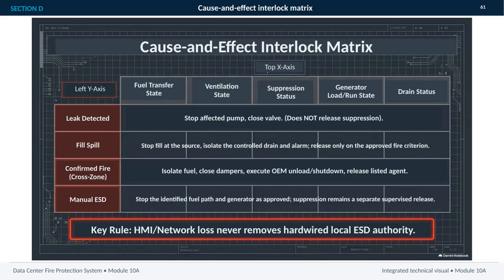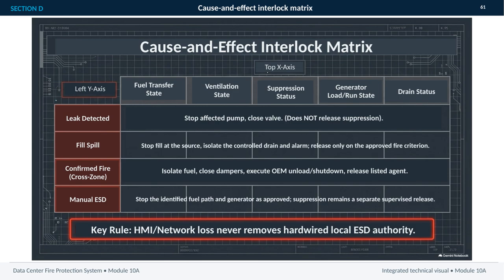This slide presents the cause and effect interlock matrix for the fire protection system. It maps initiating conditions on the left, such as a leak, a fill spill, a confirmed cross-zone fire, or a manual emergency shutdown, against the affected system states across the top. Those states include fuel transfer, ventilation, suppression, generator operation, and drain status. The key point is that each event produces a defined, controlled response rather than a single, generalized shutdown.